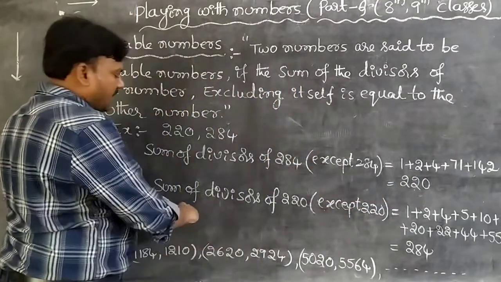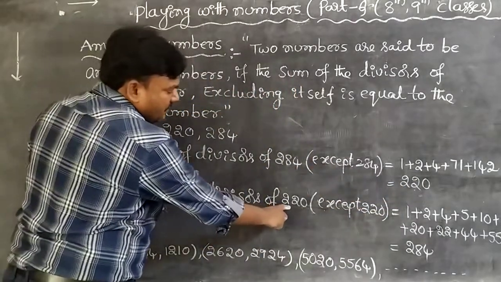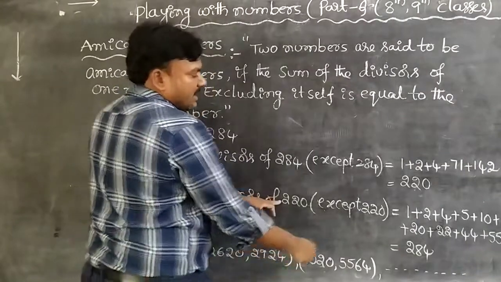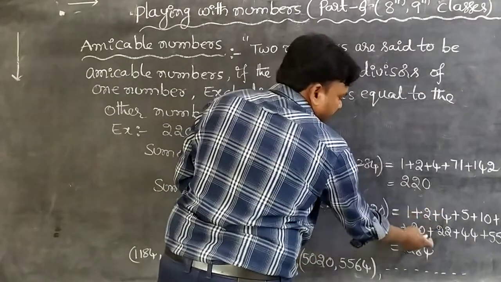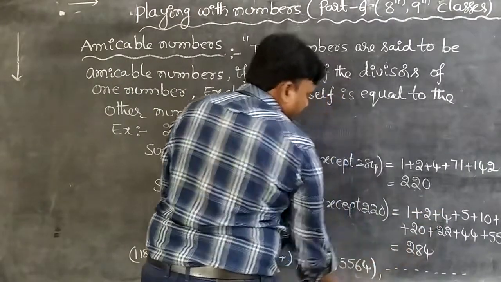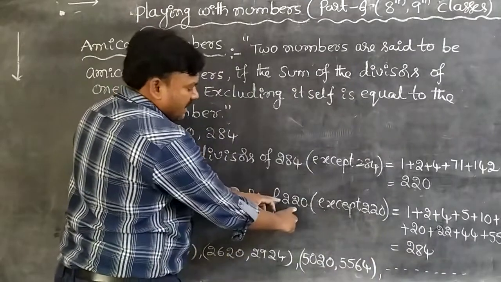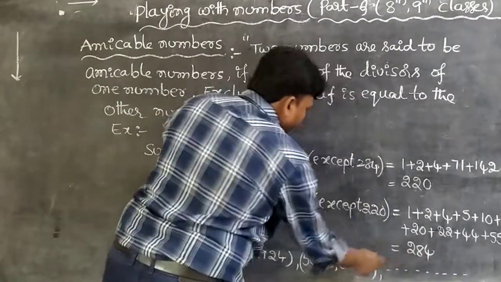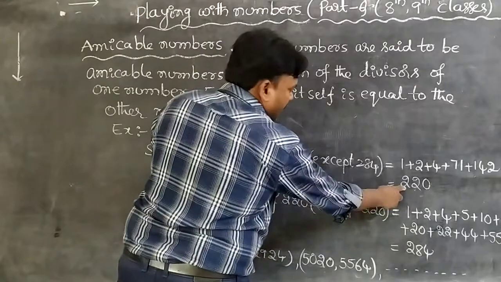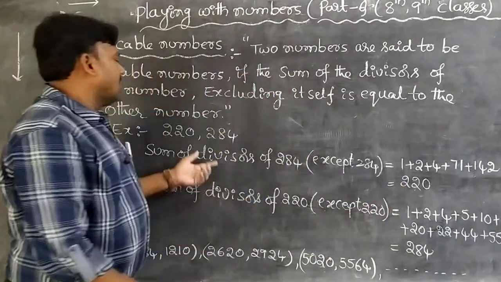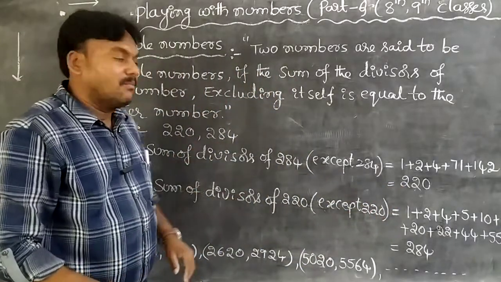Then we also took the sum of divisors of 220 except 220. These are the factors, and their summation is equal to 284. So the sum of factors of 220 is equal to 284, and the sum of factors of 284 is equal to 220. That means both are amicable numbers, or friendly numbers.